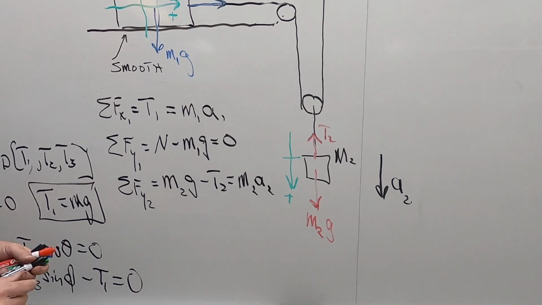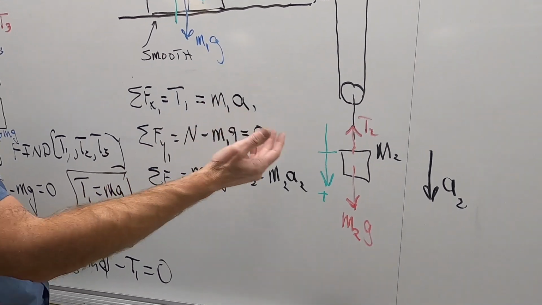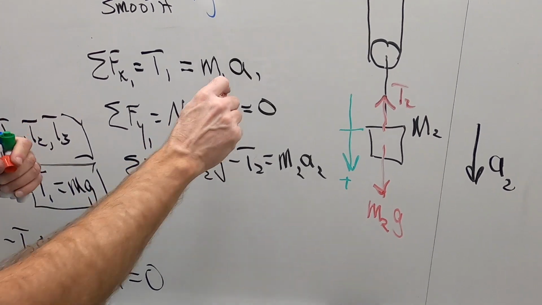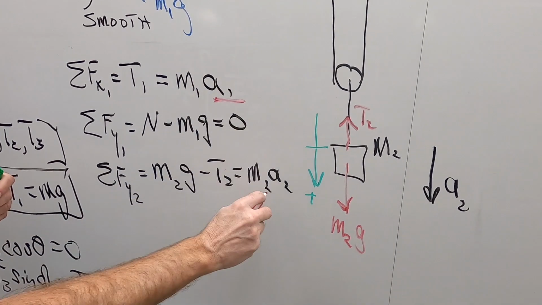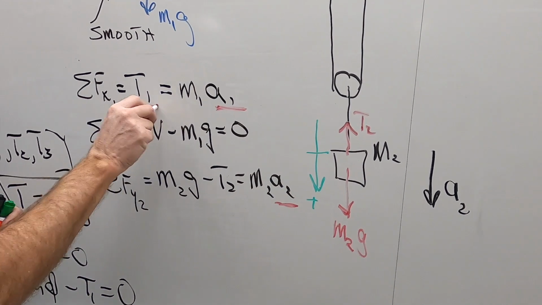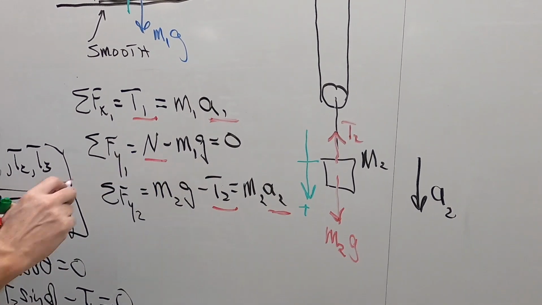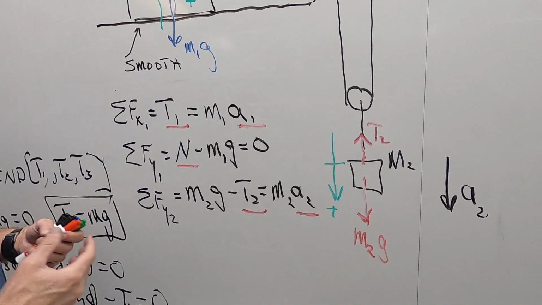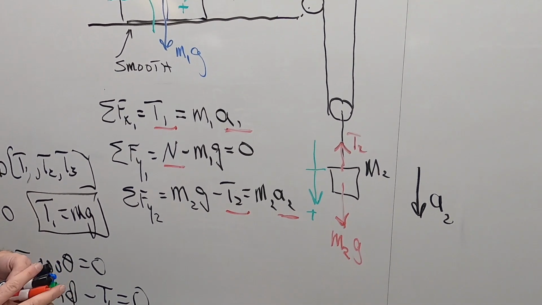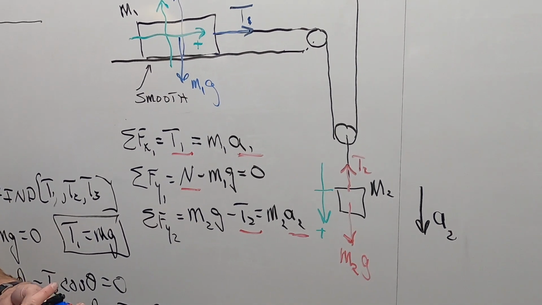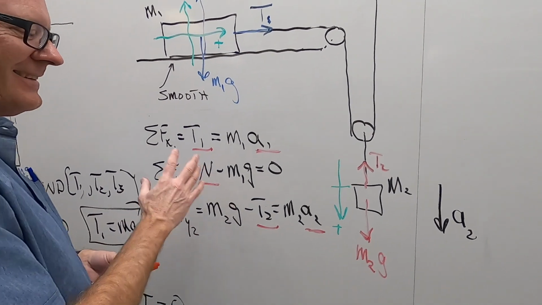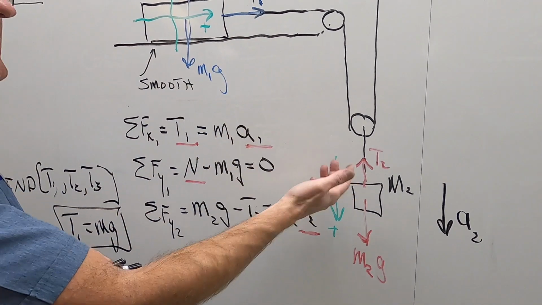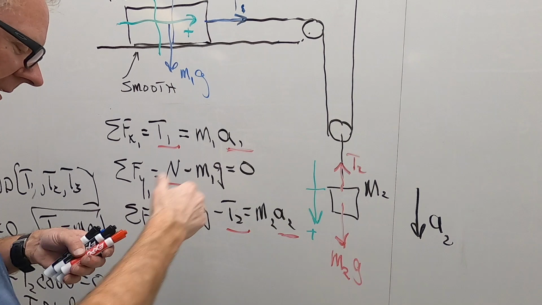Now, usually right here, if the only thing I'm given is M1 and M2, there are a lot of unknowns here. I don't know A1, I don't know A2, I don't know T1, I don't know T2, and I don't know N. There's 5 unknowns. I have 3 equations. I need 2 more equations right here. Where do I get those 2 equations from? Well, first of all, I need something that ties T1 and T2 together. The only thing that ties T1 and T2 together is that pulley right there.